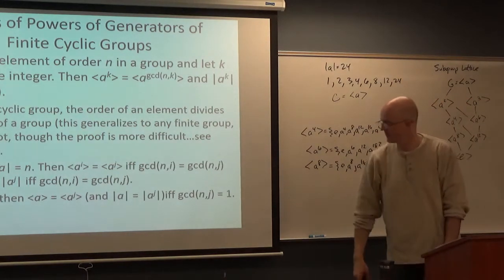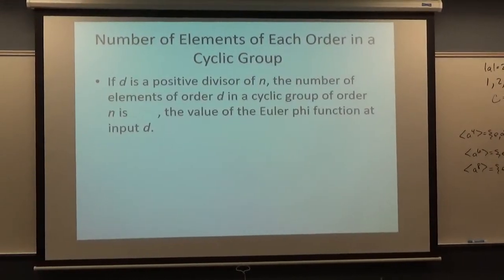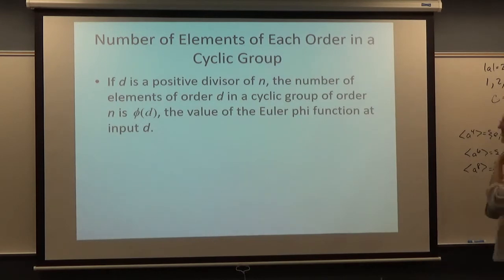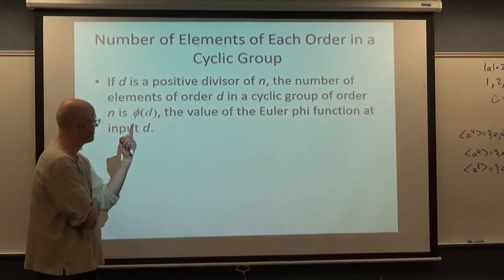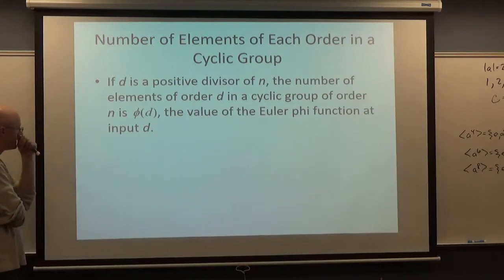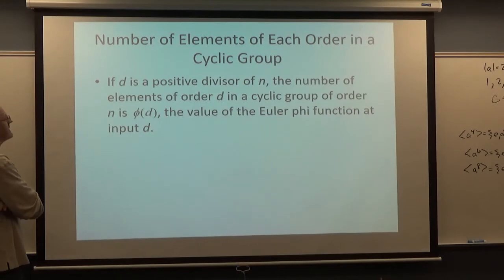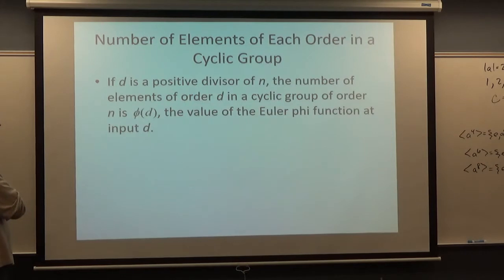There is stuff, again, about the Euler phi function, which is great. It's definitely something you should remember. I do want to get onto something else here, though. Again, phi of a positive integer d is the number of positive integers less than d that are relatively prime to d. This says if d is a divisor of n, then the number of elements of order d in a cyclic group of order n is the Euler phi function applied to d.